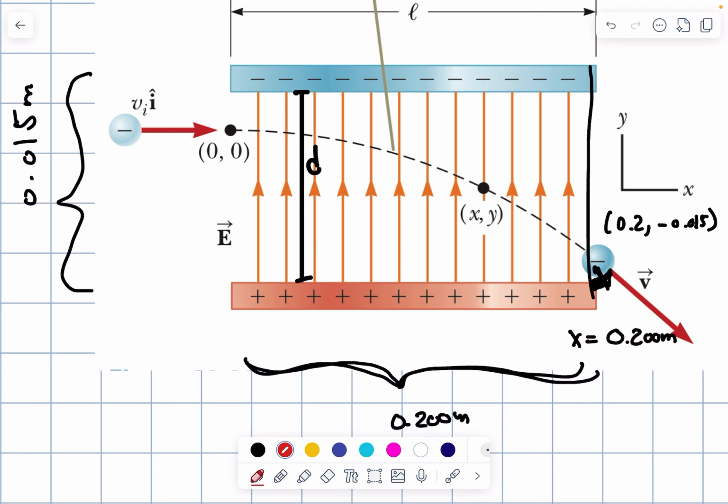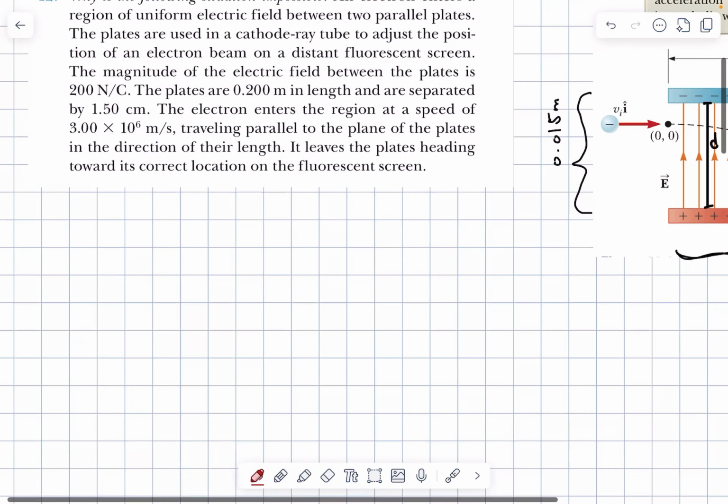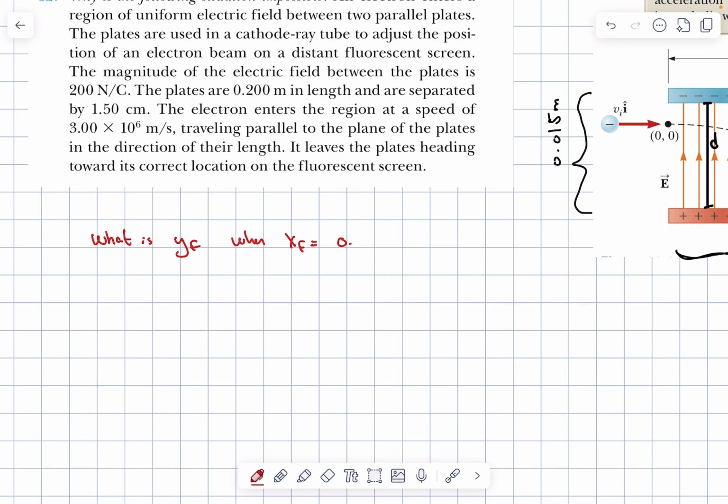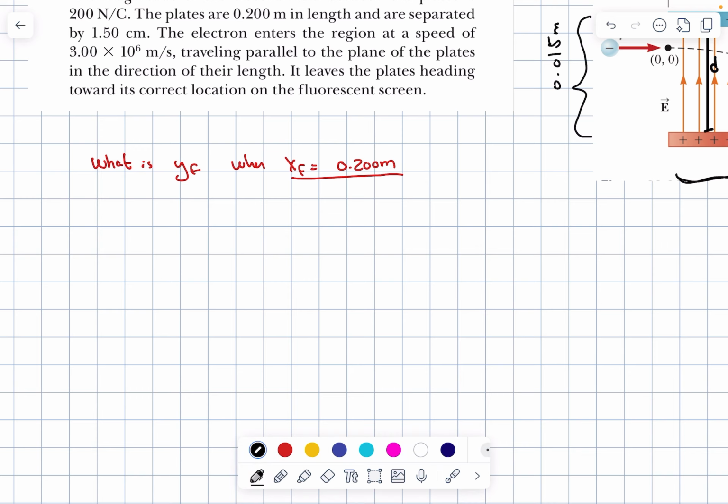Like, if the electric field isn't that strong, it might not curve that much, and it might exit way up here. Or maybe if it curves a lot, it is going to exit way at that corner. So I'm trying to figure out where it exits. In other words, I want to know, what is y final when x final is equal to 0.200 meters. So when this is my final x coordinate, what is my final y coordinate? That's the question.